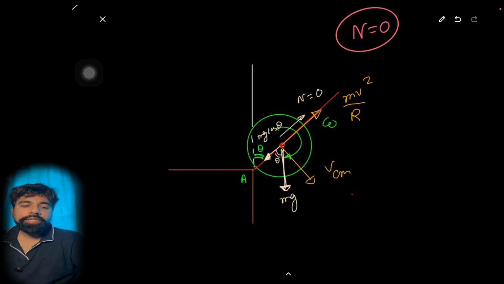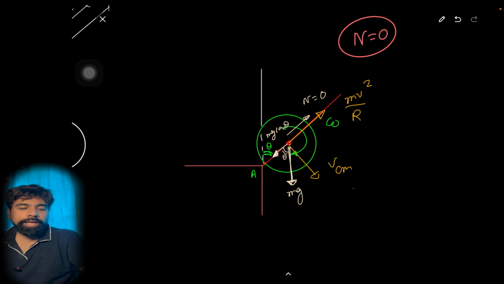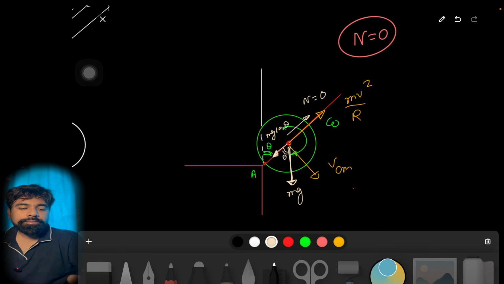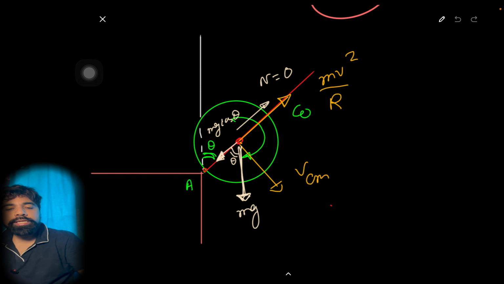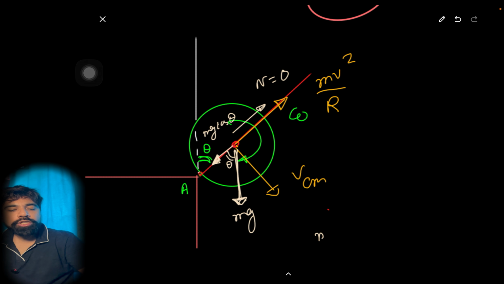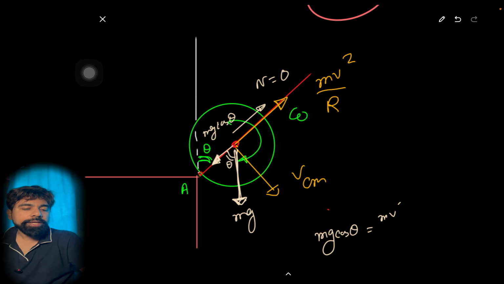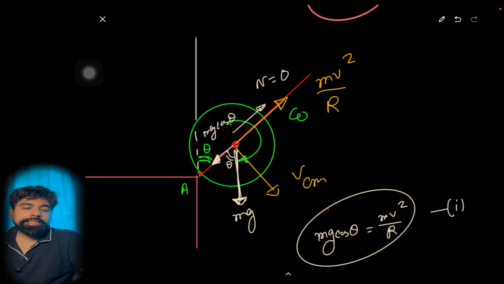So let us form the equation for this. For the cylinder to lose contact, mg cos theta must be equal to mv square by r. So this is your equation 1. Now obviously by this single equation I cannot get the value of theta, so this means I need another equation.